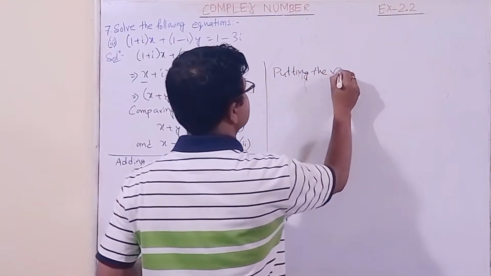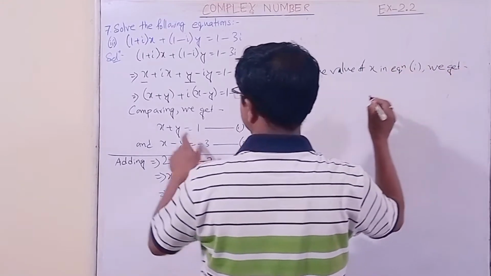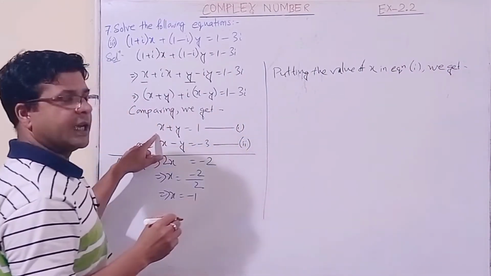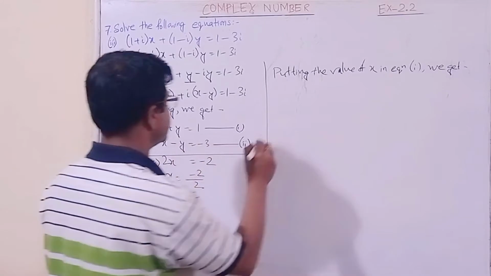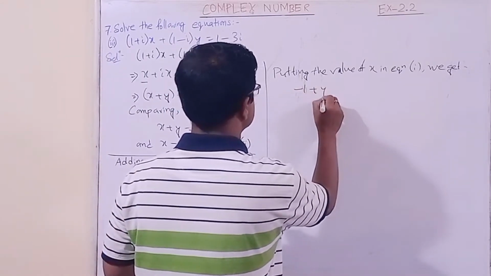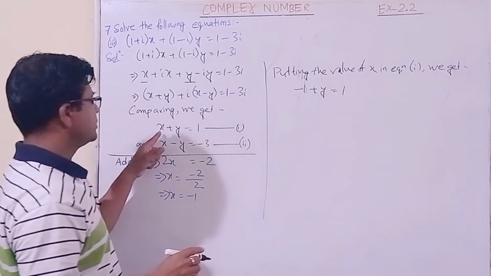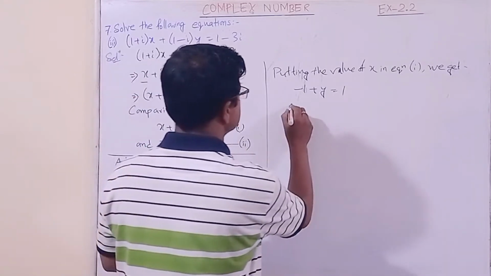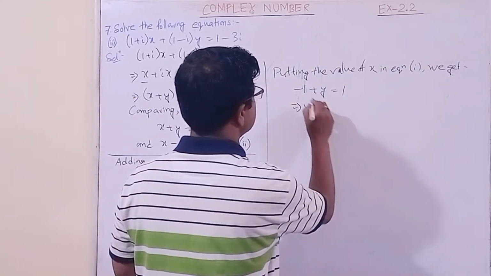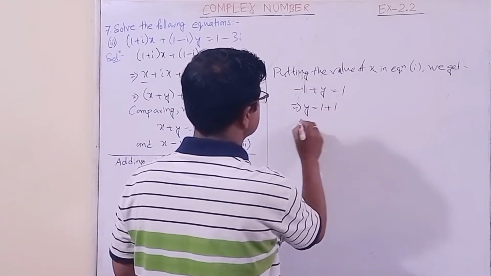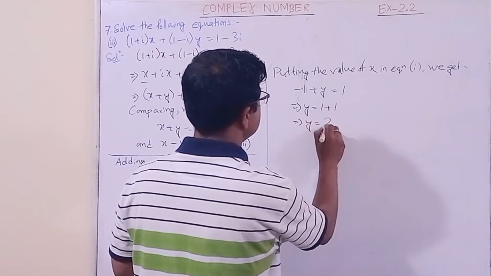Putting in equation 1, x plus y equal to 1. The value of x is minus 1. Minus 1 plus y is equal to 1. So y equal to 1 plus 1, so y is equal to 2.